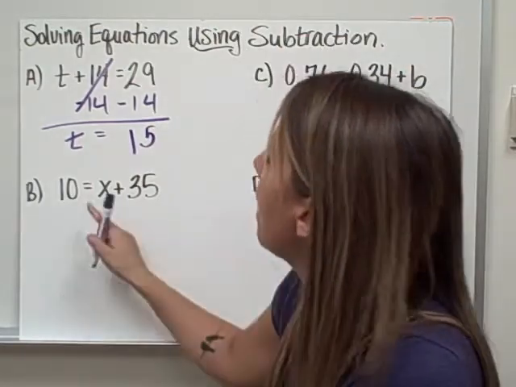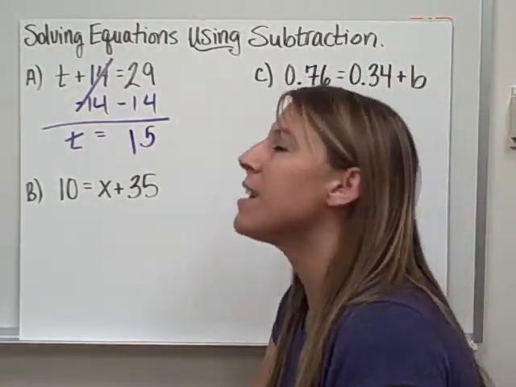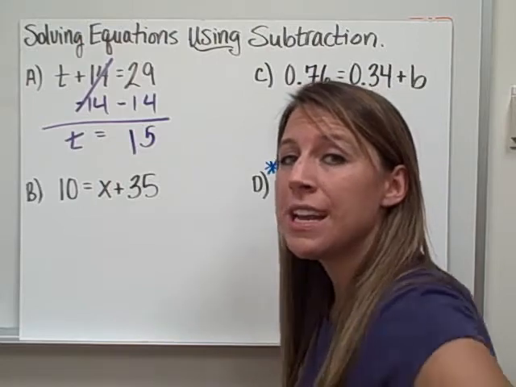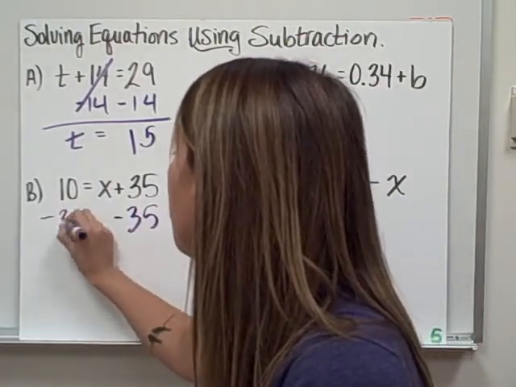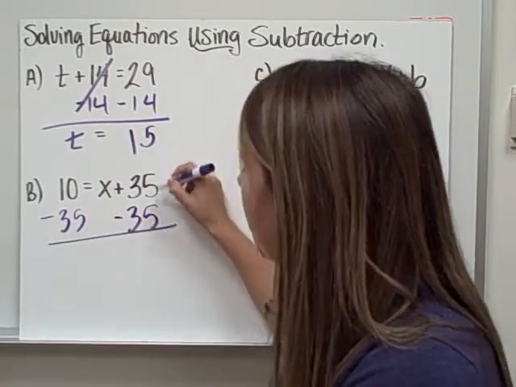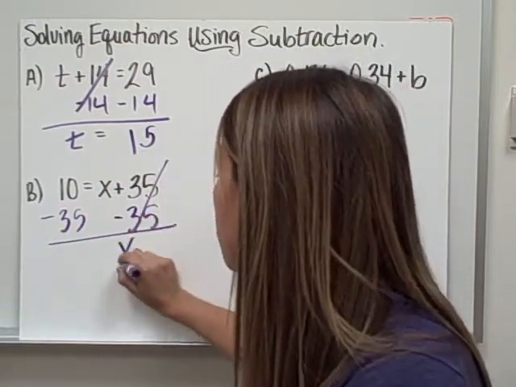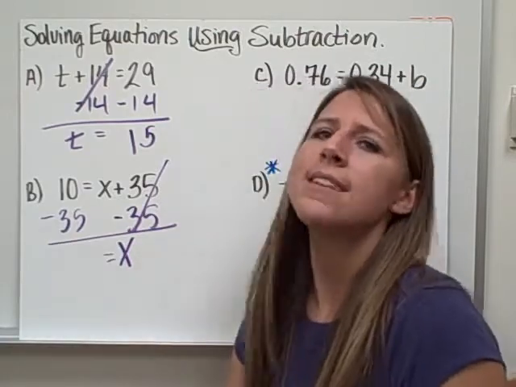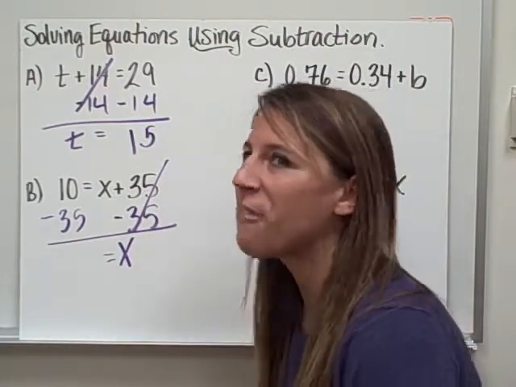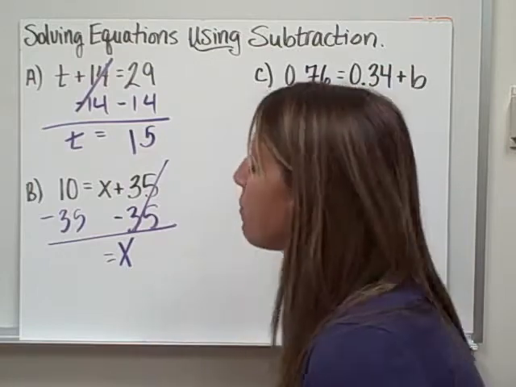Okay. How about 10 equals x plus 35? Opposite of addition is subtraction. So that means I have to subtract 35 from both sides. 35 minus 35 is 0, leaving me with x on the right. I have 10 minus 35 here. What the heck's that about? Well, I can do that, right? I'm just going to get into a negative amount.